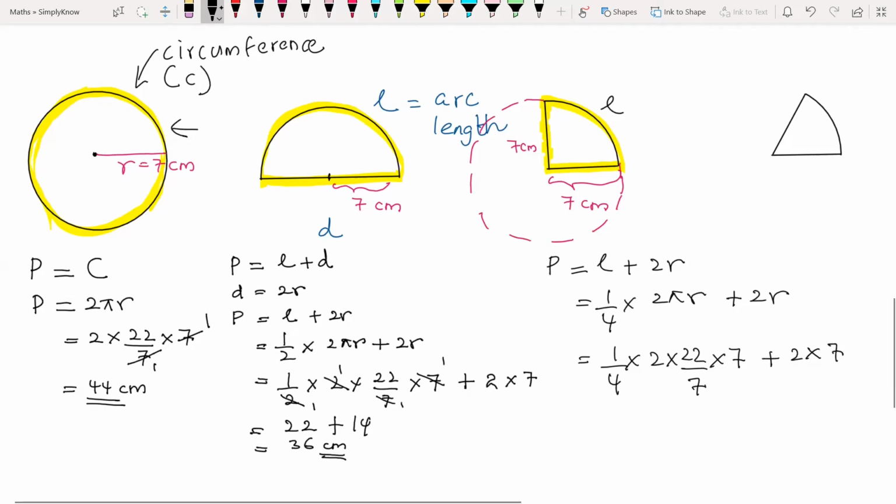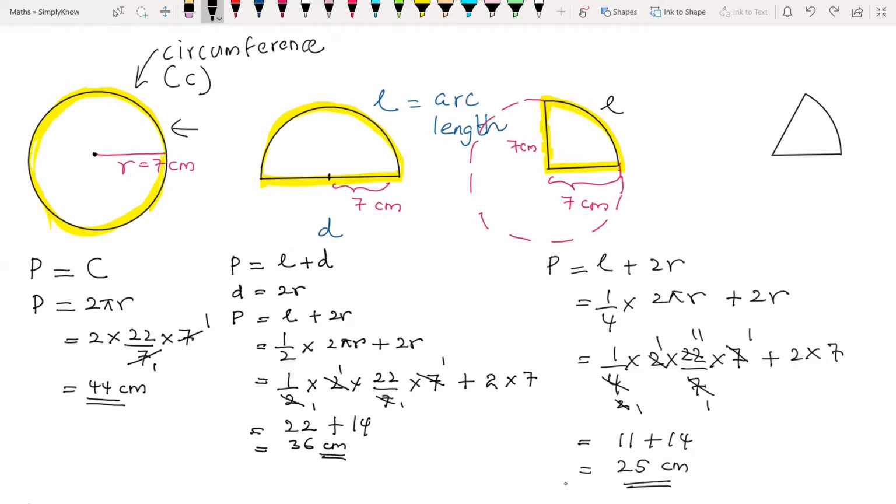And here again we can cancel. 2 divided by 2 is 1. 4 divided by 2 is 2. Then 2 divided by 2 is 1. 22 divided by 2 is 11. And these two 7's, we can cancel each other. So what is remaining now? It's 11 plus 2 times 7 is 14. So our perimeter is 25 centimeters. The perimeter of this quarter of the circle is 25 centimeters.